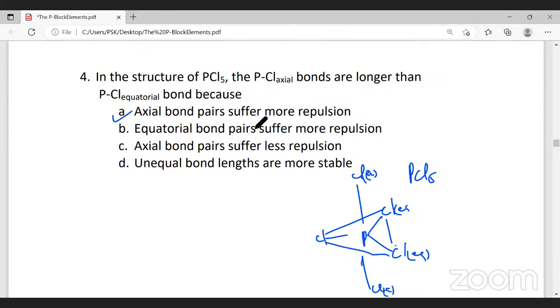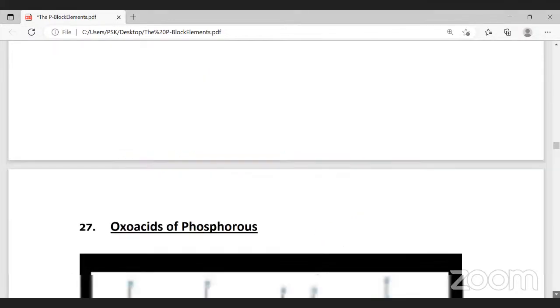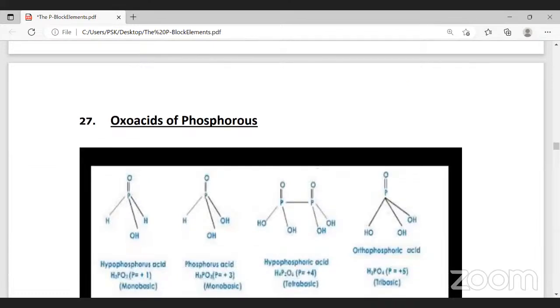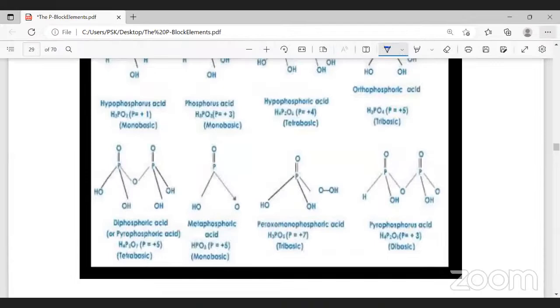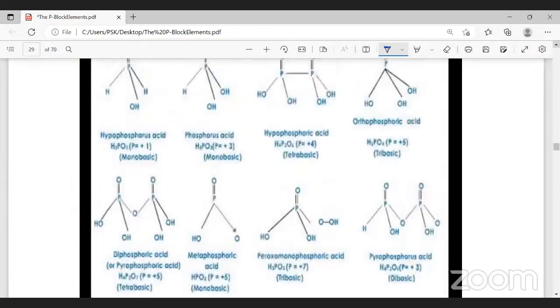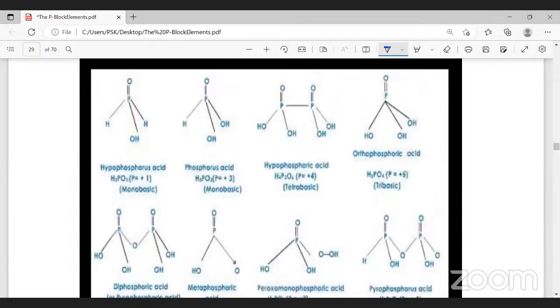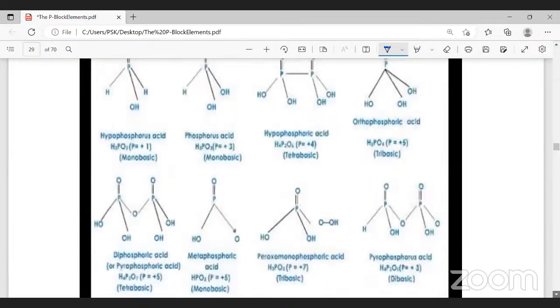Axial bond pair suffers more repulsion compared to equatorial bonds. Now, these are oxo acids. You can just remember this. Try to remember these oxo acids. We'll work some of the questions based on oxo acids of phosphorus, and we'll wind up today.